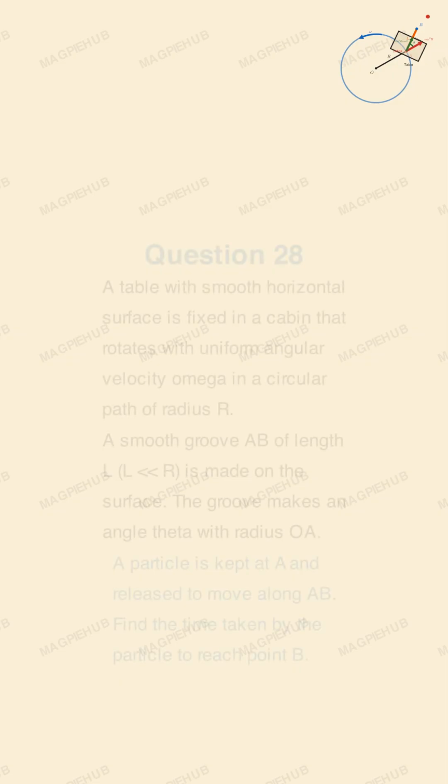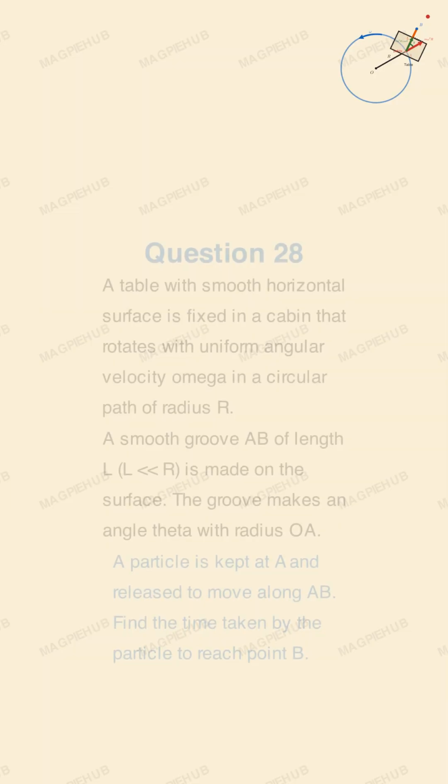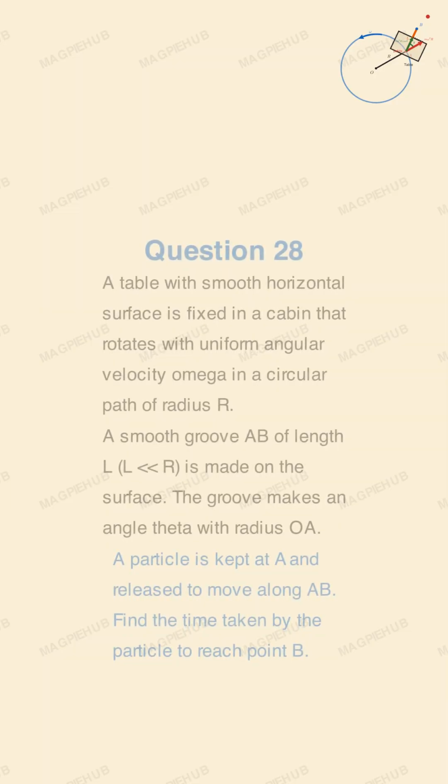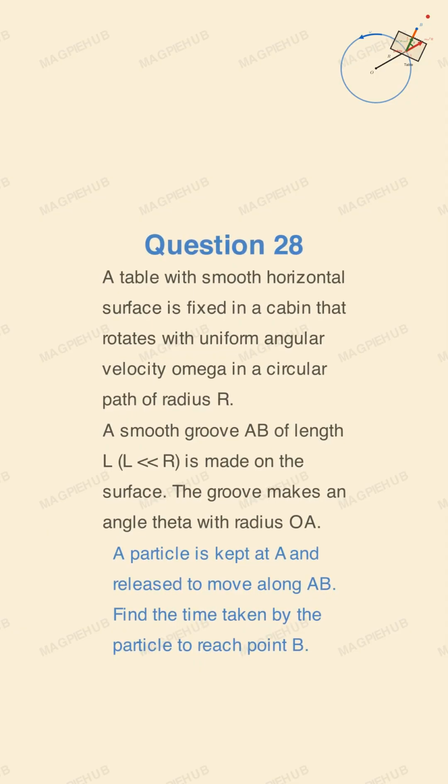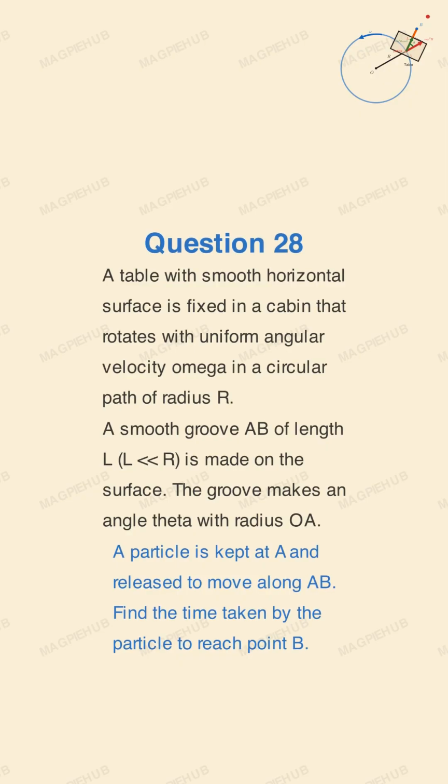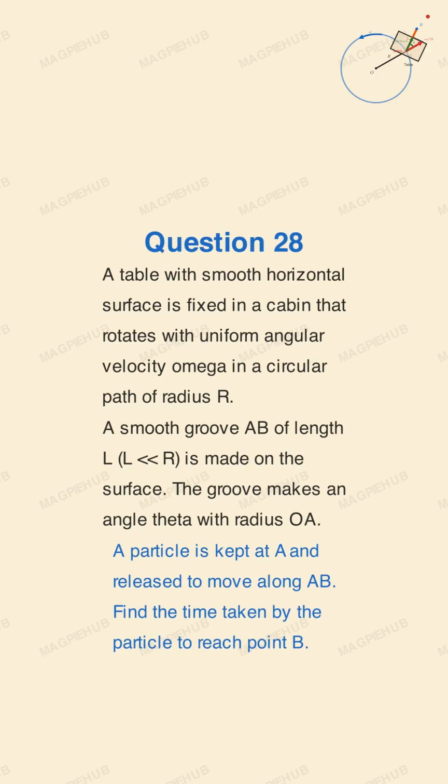The question asks: a table with a smooth horizontal surface is fixed in a cabin that rotates with a uniform angular velocity omega in a circular path of radius r. A smooth groove AB of length L, where L is much less than r, is made on the surface of the table. The groove makes an angle theta with the radius OA. A small particle is kept at point A in the groove and released to move along AB. Find the time taken by the particle to reach point B.